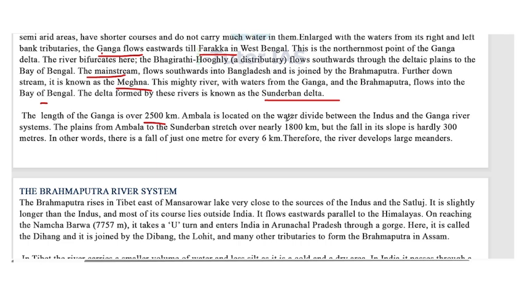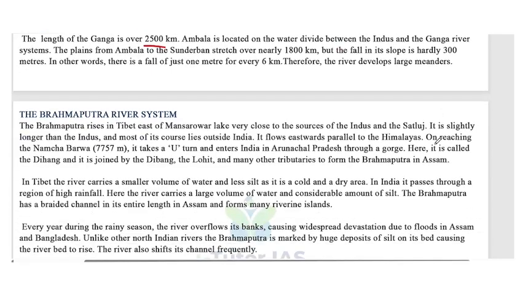Ambala is located on the water divide between the Indus and the Ganga river. The plains from Ambala to the Sundarban stretch over nearly 1,800 kilometers, but the fall in its slope is hardly 300 meters. In other words, there is a fall of just 1 meter for every 6 kilometers. Therefore, the river develops large meanders. Okay, so that's about the Ganga river system.